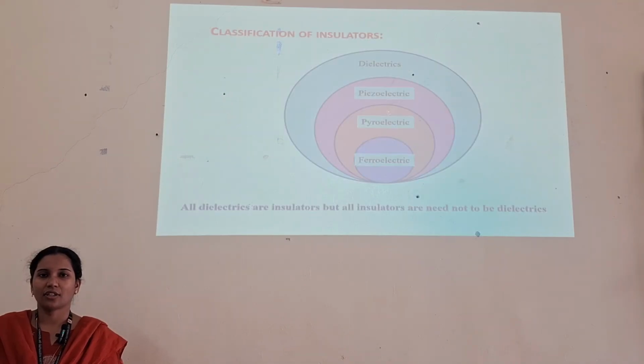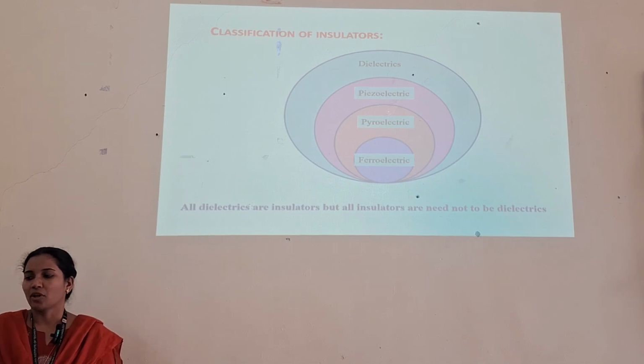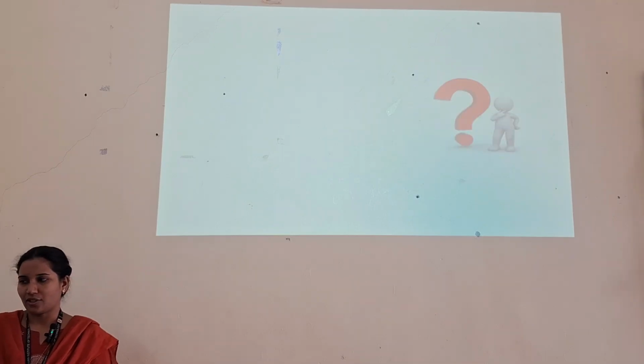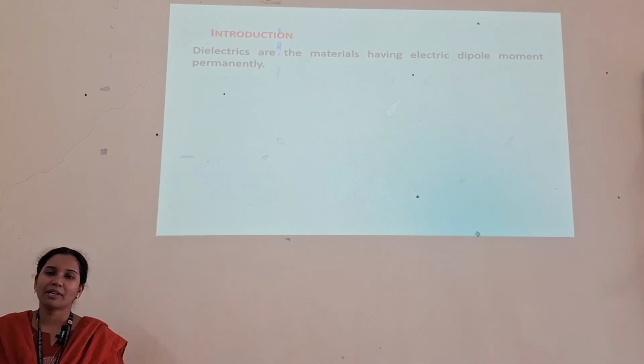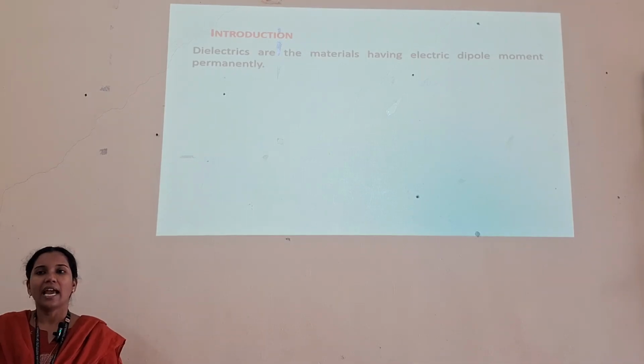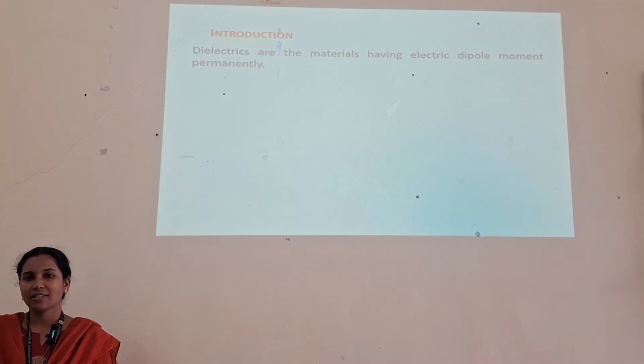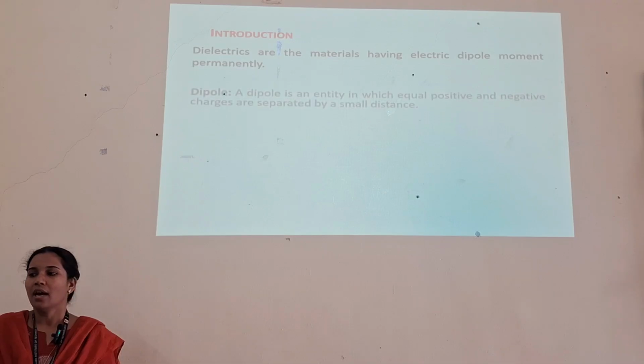Next one is dielectric materials. What exactly does dielectric material mean? All dielectrics are insulators, but all insulators need not be dielectrics. So what is actually a dielectric material? Dielectric materials are the materials having an electric dipole moment permanently. These materials are known as dielectric materials.